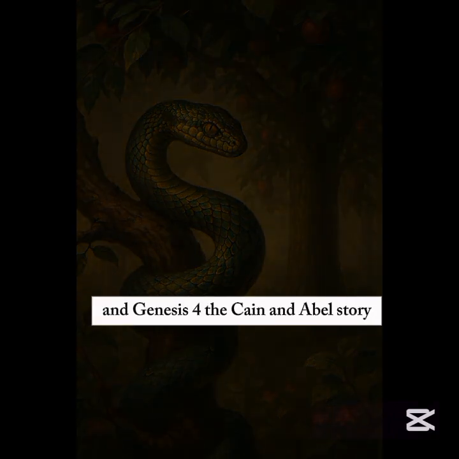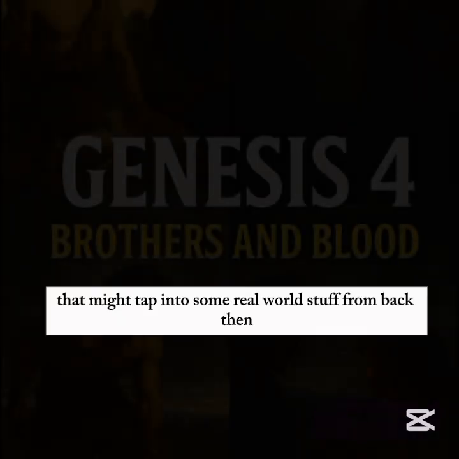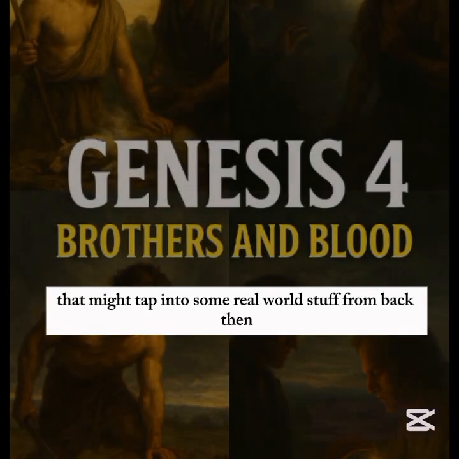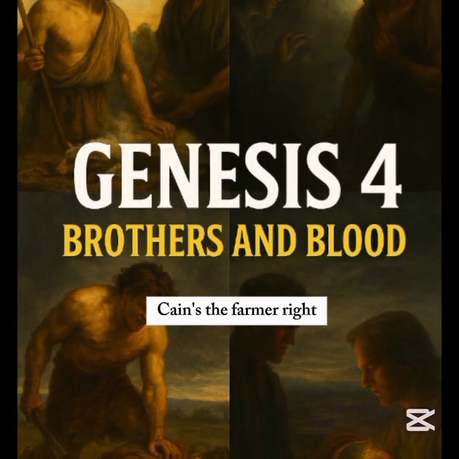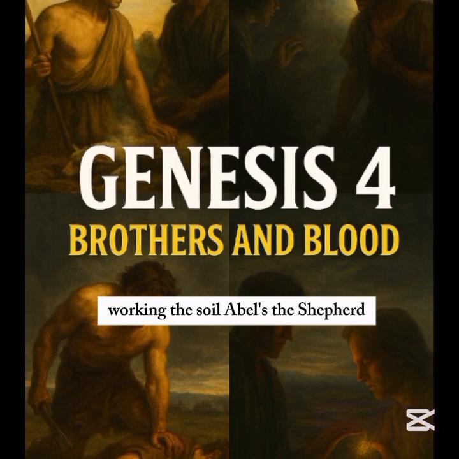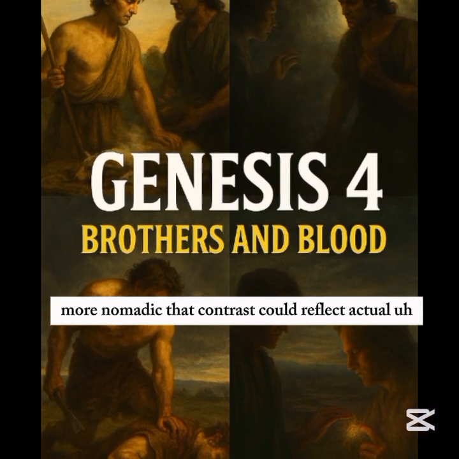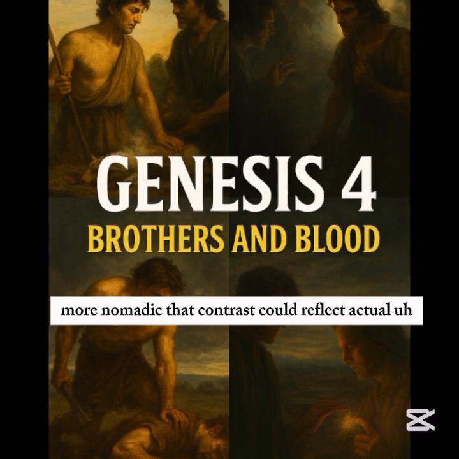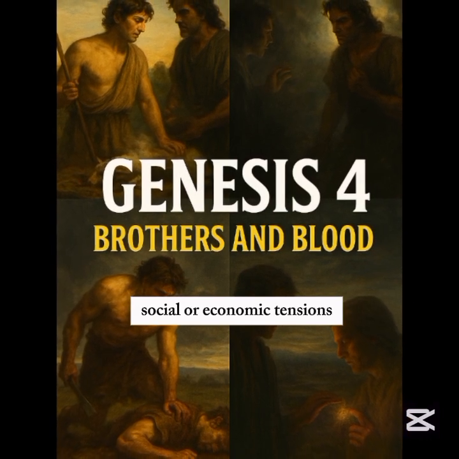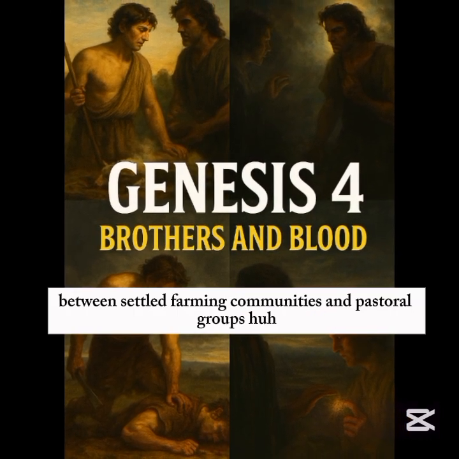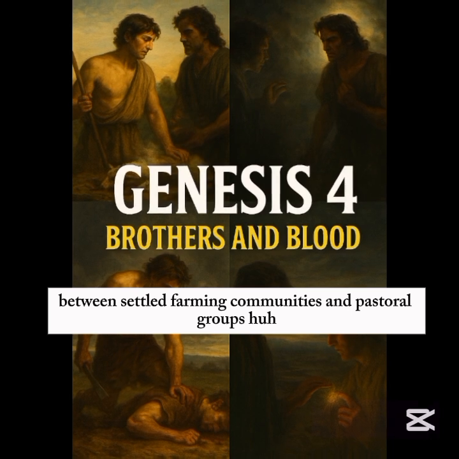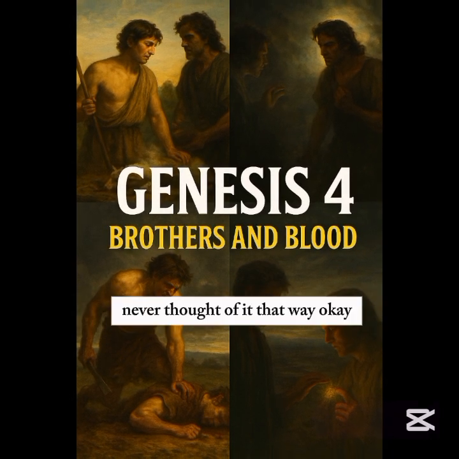And Genesis 4, the Cain and Abel story, might tap into some real-world stuff from back then. Like what? Well, Cain's the farmer, working the soil. Abel's the shepherd, more nomadic. That contrast could reflect actual social or economic tensions, maybe even tribal conflicts between settled farming communities and pastoral groups. Never thought of it that way.